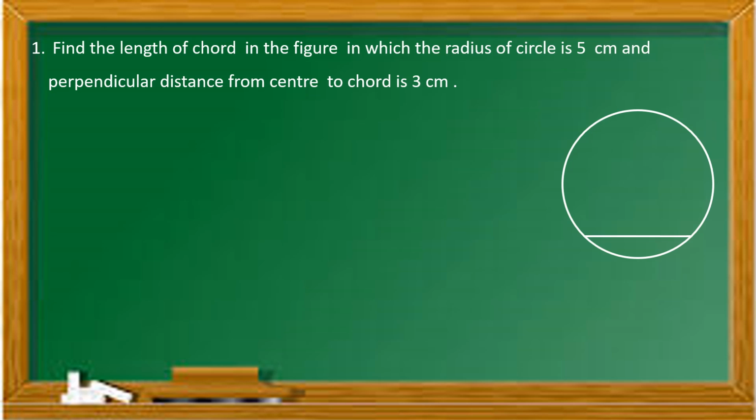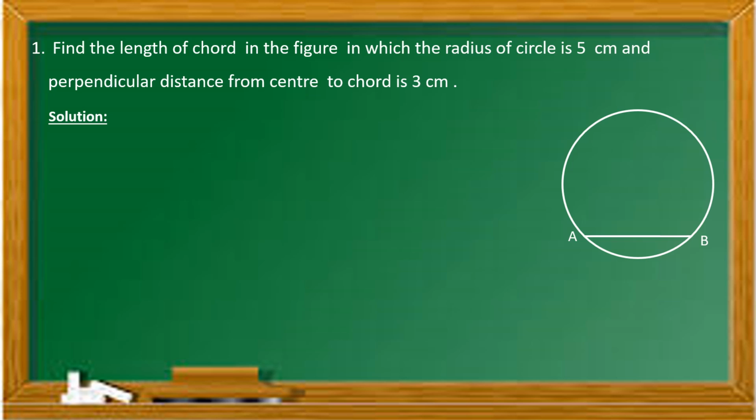Find the length of chord in the figure in which the radius of circle is 5 cm and perpendicular distance from center to chord is 3 cm. Carefully analyze the figure and go through the question and tell me what you understood and what we need to find out. Here you have a circle with a chord and let's take the name of chord be AB. Then you have to find the length of the chord and what are given? Radius of circle 5 cm and perpendicular distance from center to chord 3 cm. So how will you solve this?